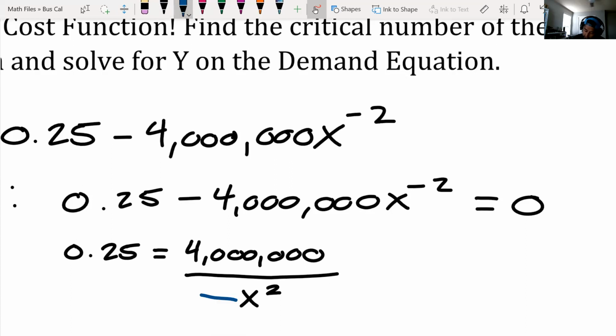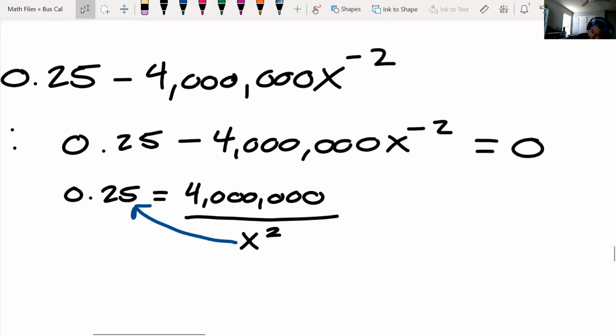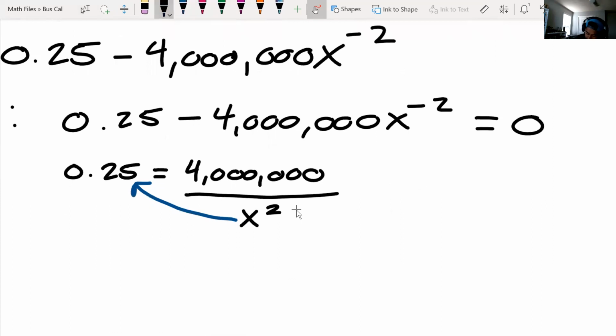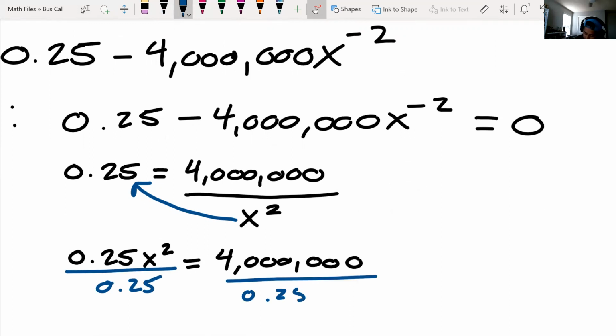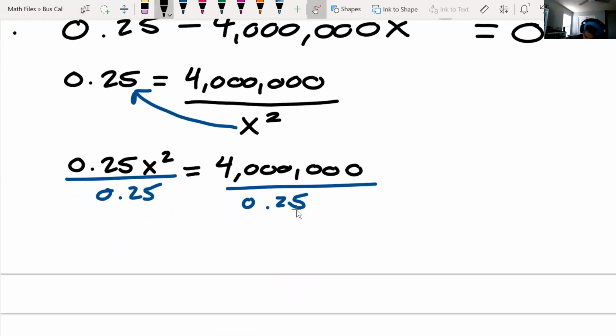So this needs to get multiplied to the left side. So you're going to get 0.25 x squared equal to 4 million, and then divide by 0.25, which I believe that's just 1/4, and that becomes 16 million. So x squared is equal to 16 million.